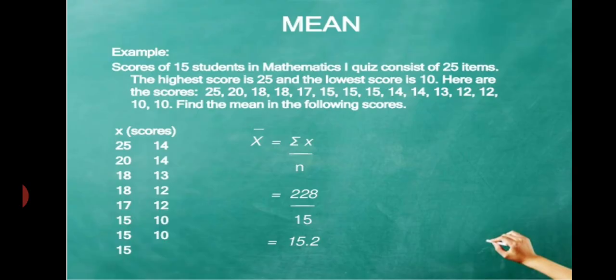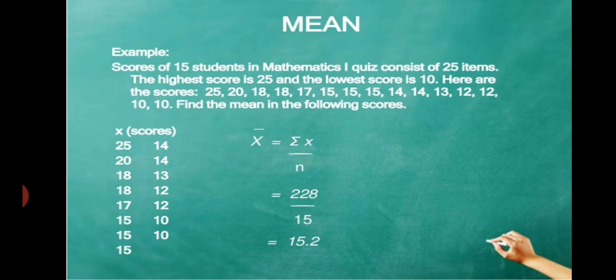For example, the scores of 50 students in a mathematics quiz of 25 items. The highest score is 25 and the lowest score is 10. Here are the scores given: 25, 20, 80, 80, 17, 15, 15, 15, 40, 40, 30, 30, 12, 12, 10, 10. That is the data given.